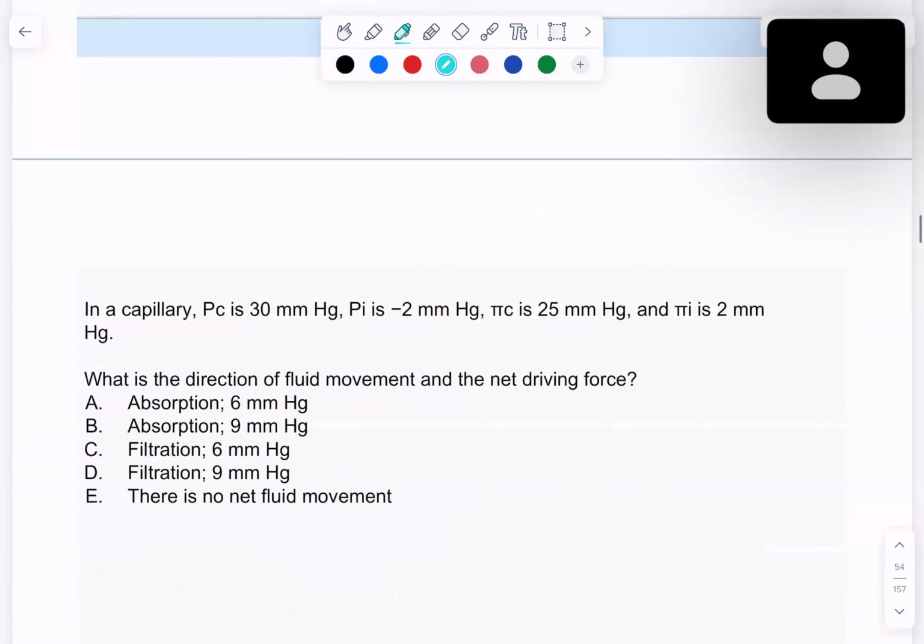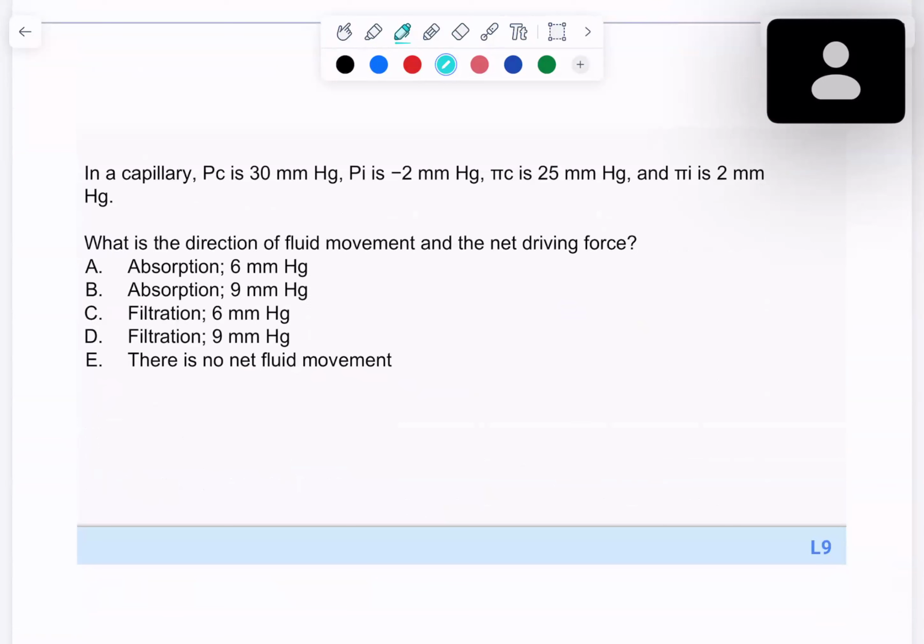Perfect. But more math. Here, they're giving you the capillary pressures, and they're asking you to use the Starling equation to calculate the net driving force. I'll give you guys some time to solve this as well.